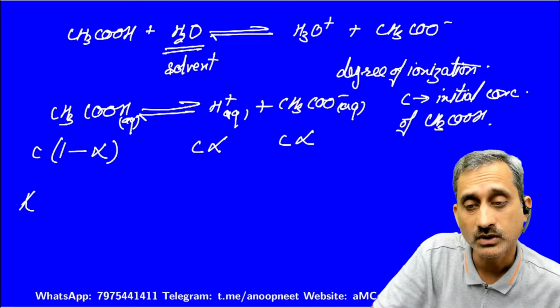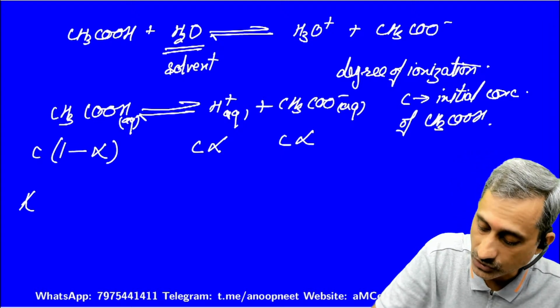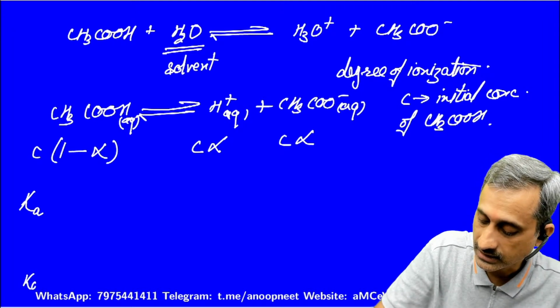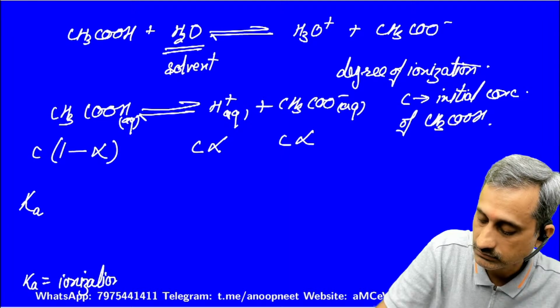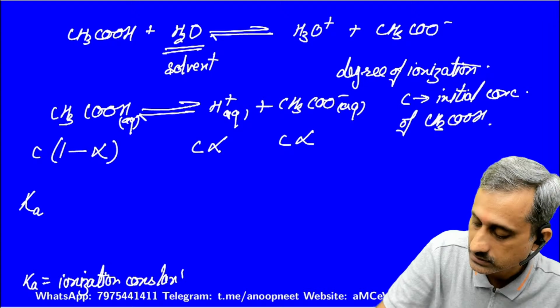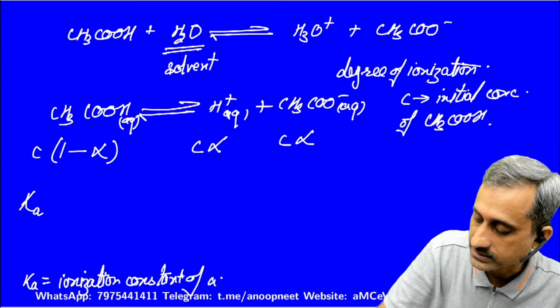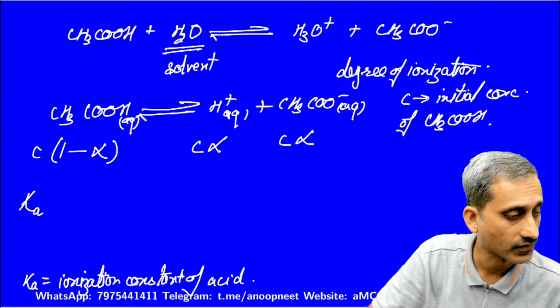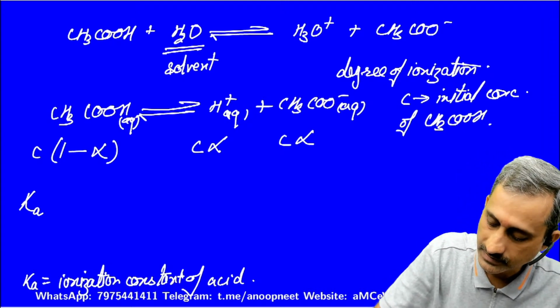Now equilibrium constant multiplied by the concentration of water is called Ka. Now what is Ka? Ka is equal to ionization या फिर dissociation, जो भी word आप use करें, constant of acid. So Ka is the ionization constant of the acid. अब यहां पे हमारे पास Ka आ गया.